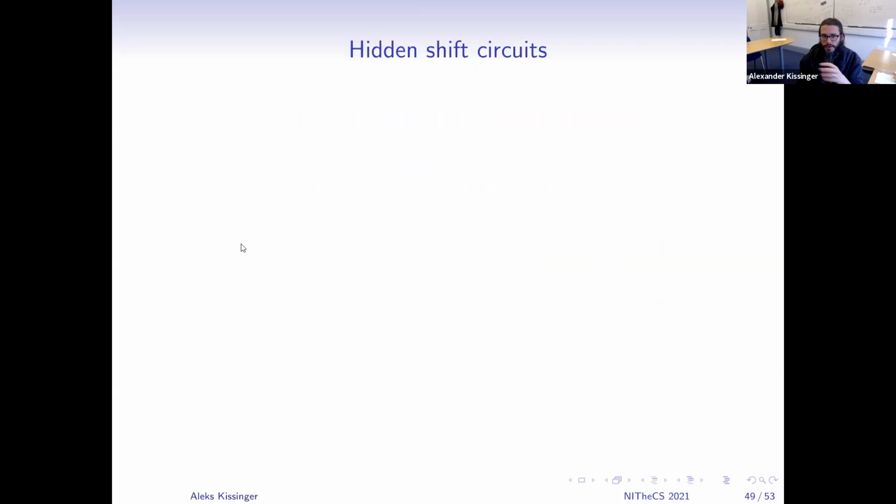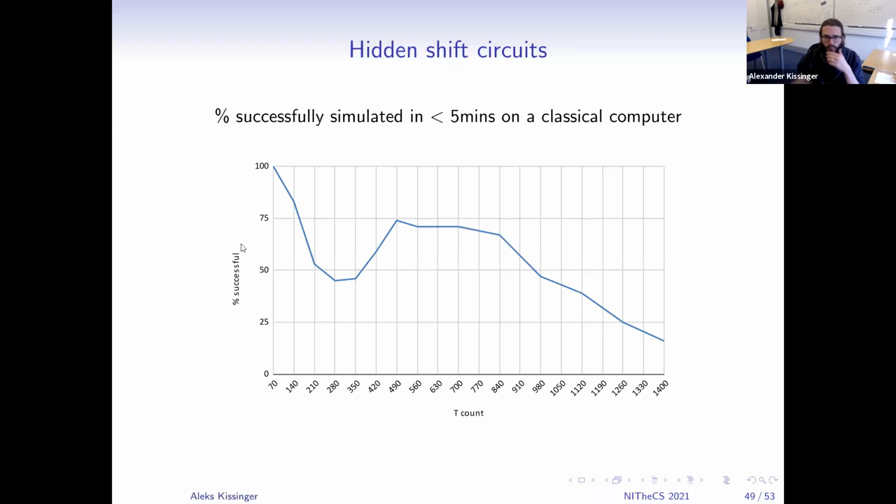But then if you pass to structured circuits, so there's this other family of circuits that people have considered for classical simulation, which solve what's called a hidden shift problem, then these results, I think, were quite dramatic. The sizes of circuits that we were able to simulate here, well, I was completely surprised by this. Here again, you notice this graph is starting at 70 T-gates rather than finishing at 70 T-gates. And at 70, we were 100% successful.